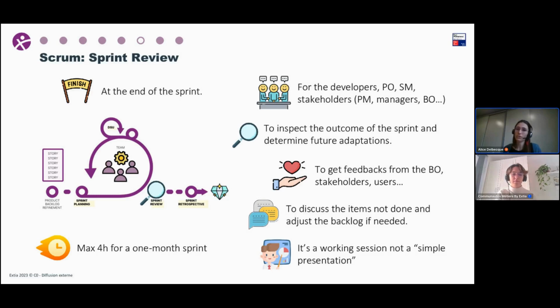However, it's not just a simple presentation. It's not just a demo. The demo is just one part of the sprint review, because there is also a big part of discussion about the next implementation and the next item on the backlog. So it is also the place to discuss the items not done and adjust the backlog if necessary, of course. So this is also the place to discuss future implementation.